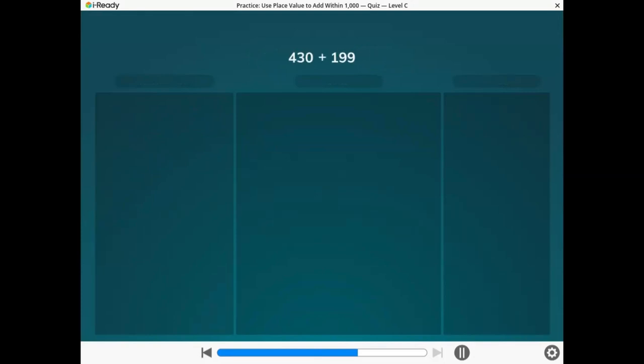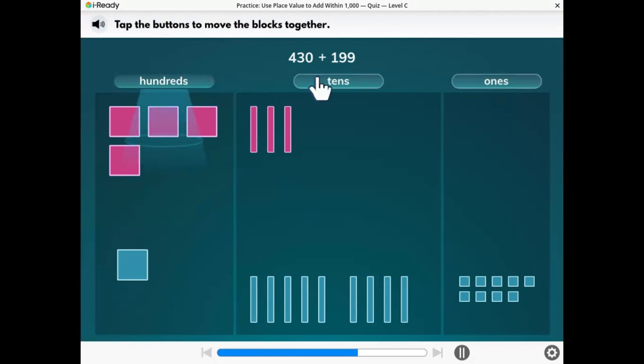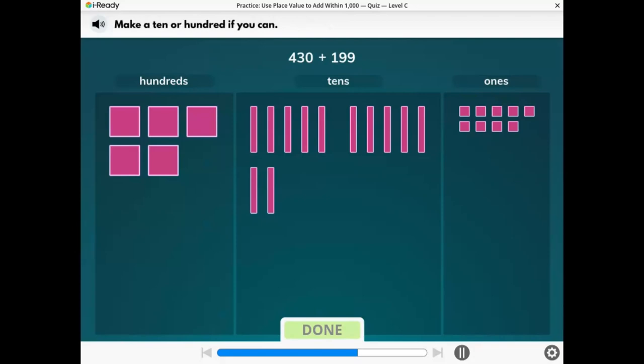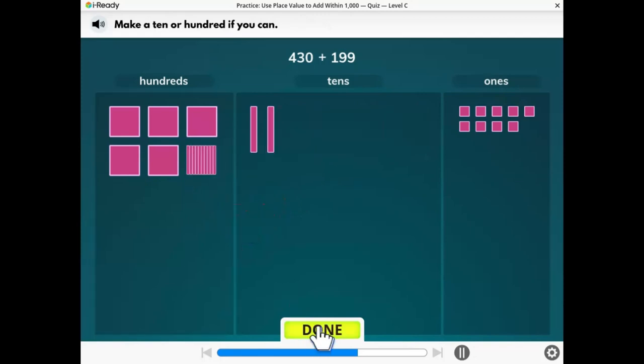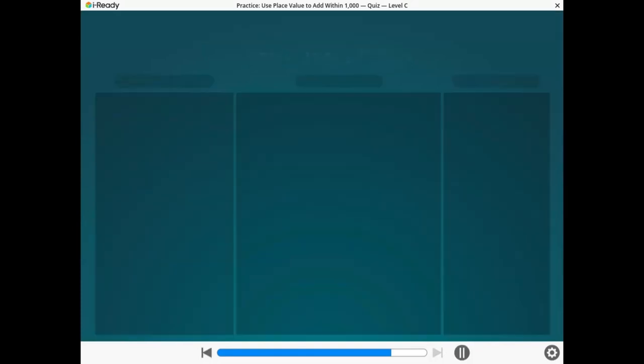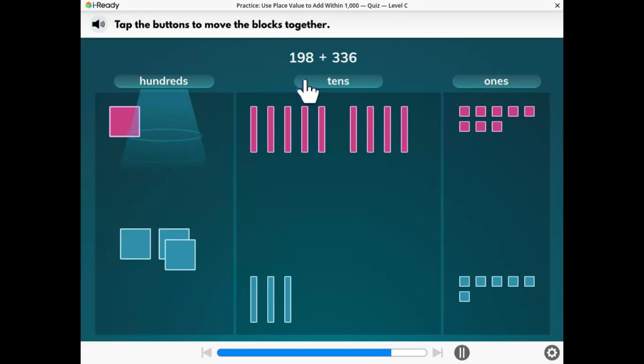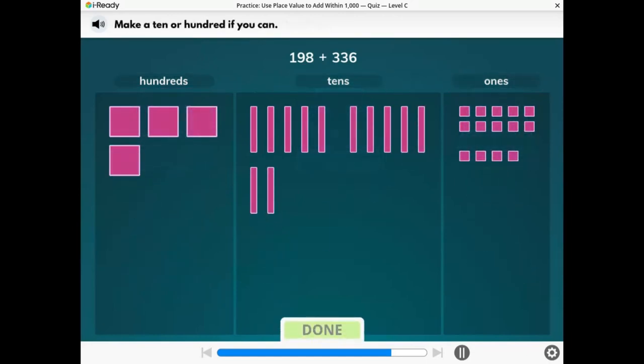Find 430 plus 199. Tap the buttons to move the blocks together. Get 10 or 100 if you can. What is 430 plus 199? Find 198 plus 336. Tap the buttons to move the blocks together. Or 100 if you can.